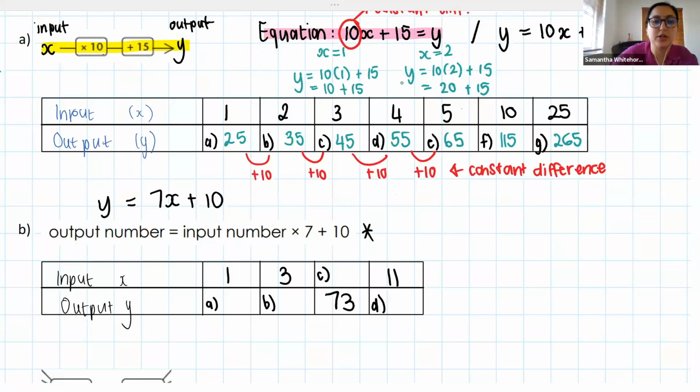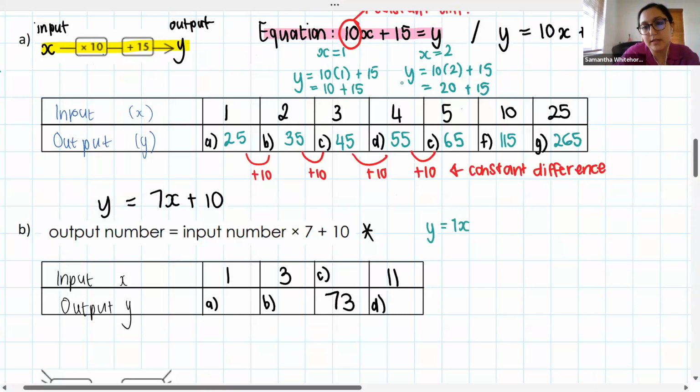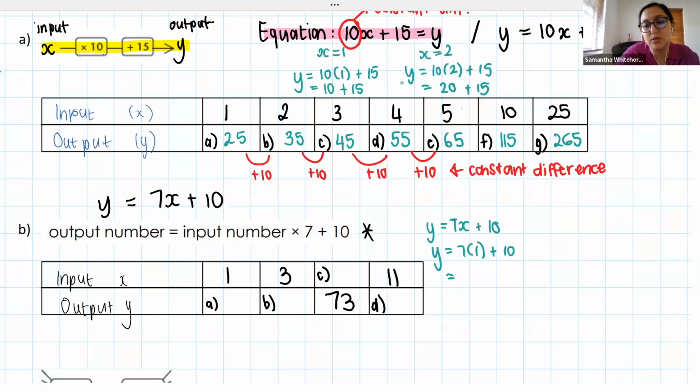Okay, let's have a look. So guys, again, you have a rule, we can apply this rule. So remember, our rule is y is equal to 7x plus 10. We have an input value. So if I substitute in my input value of 1, I've got 7 times 1, which we know is 7, plus 10, giving me an output value at A of 17.